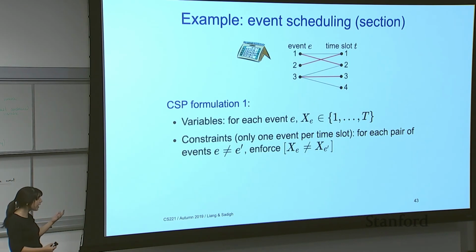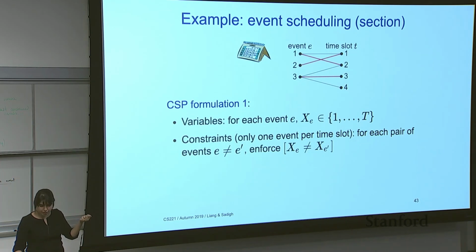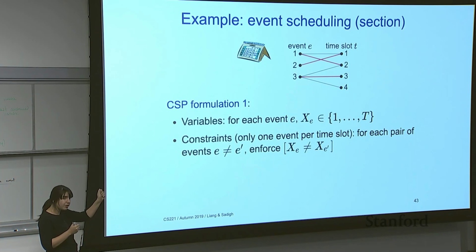The second constraint is this constraint, which makes sure that each time slot can have at most 1 event. To ensure that, I need to make sure that XE is not equal to some other XE prime, right? Because XE is my event variable. It's going to get a time slot value. The 2 time slot values for 2 different events should not be equal to each other. So the constraint that I have is XE is not equal to XE prime, okay?